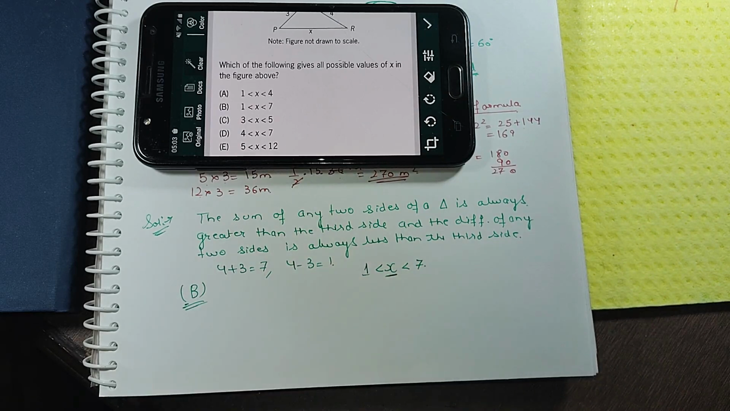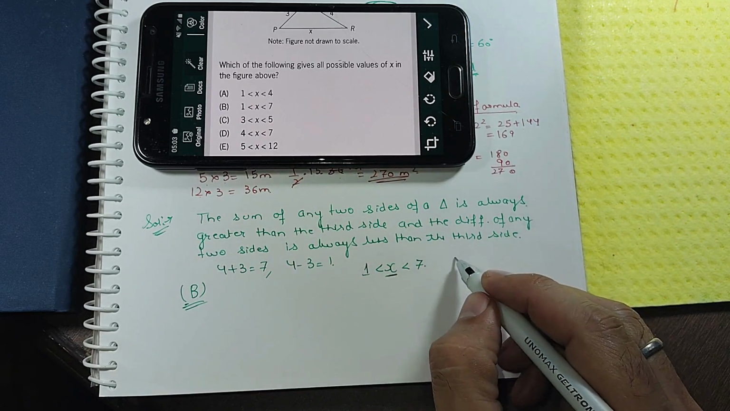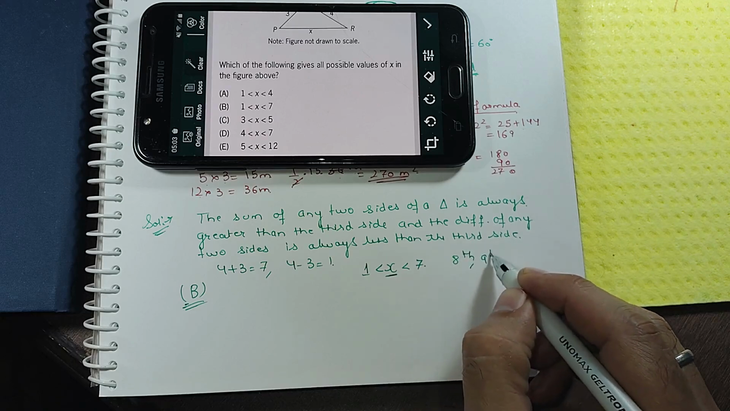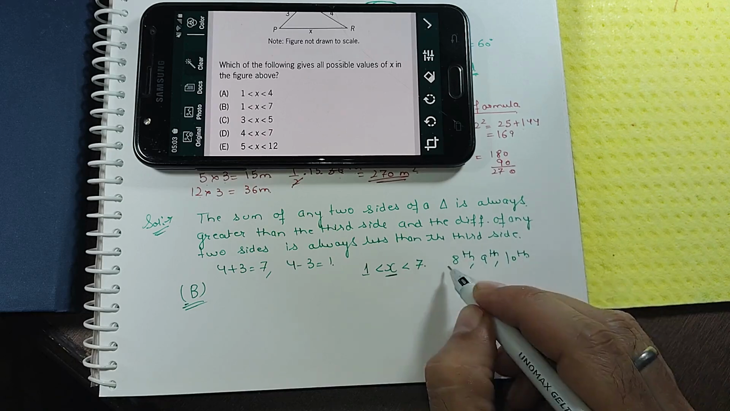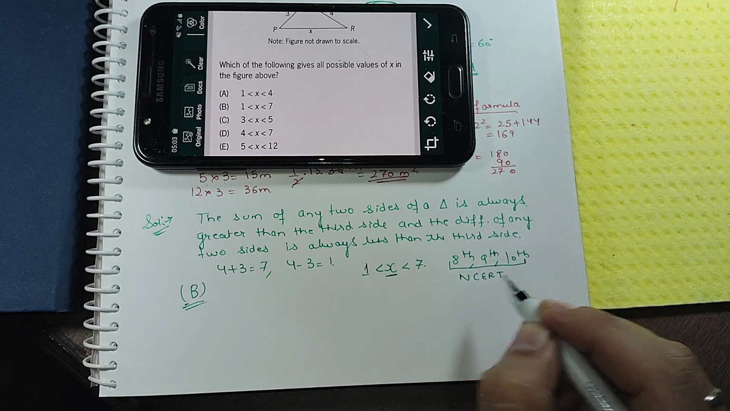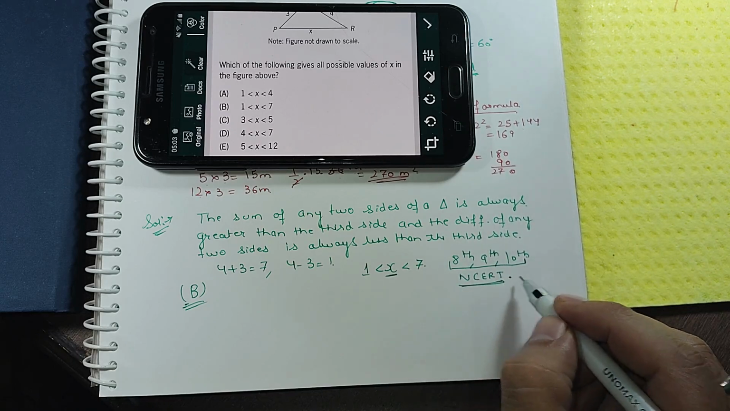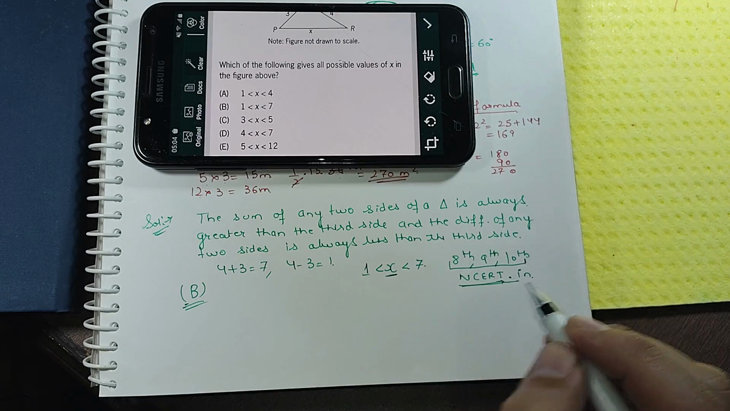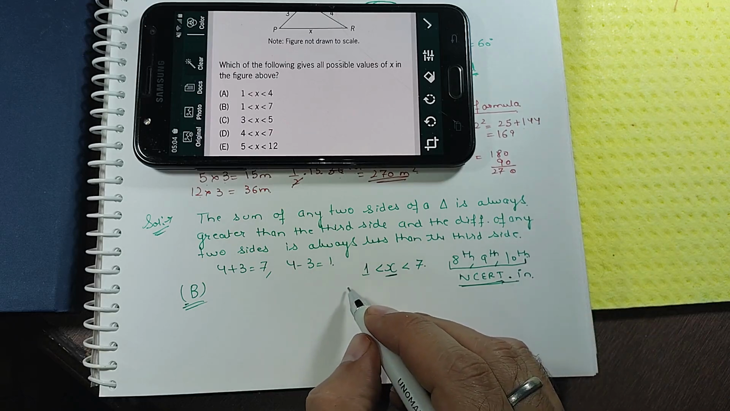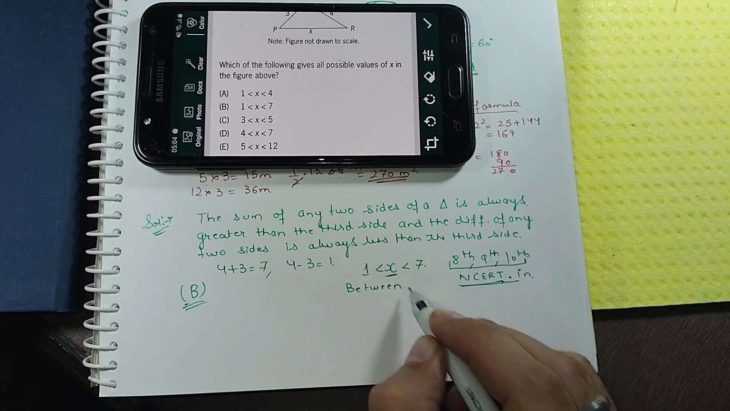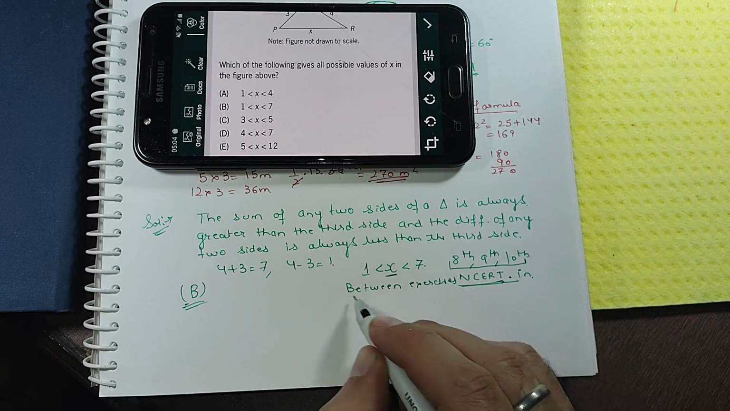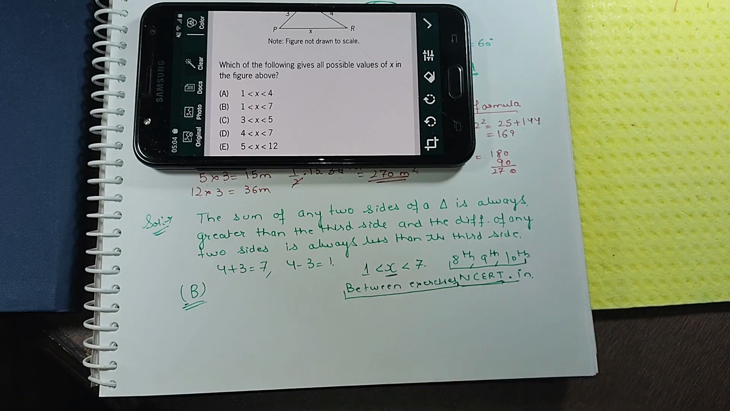If you want to make your concepts more clear, you can study 8th, 9th and 10th NCERT maths, and you can easily download it from the NCERT website, and you have to read between the exercises. Between the exercises, you must read, because there the concepts lie, where they have given a lot of examples to make your concepts concrete.